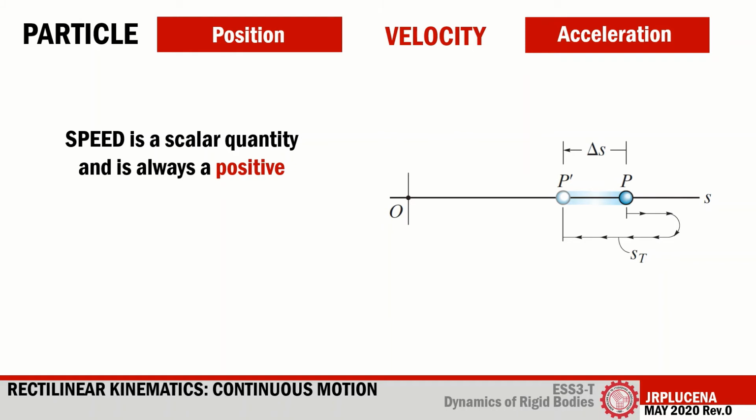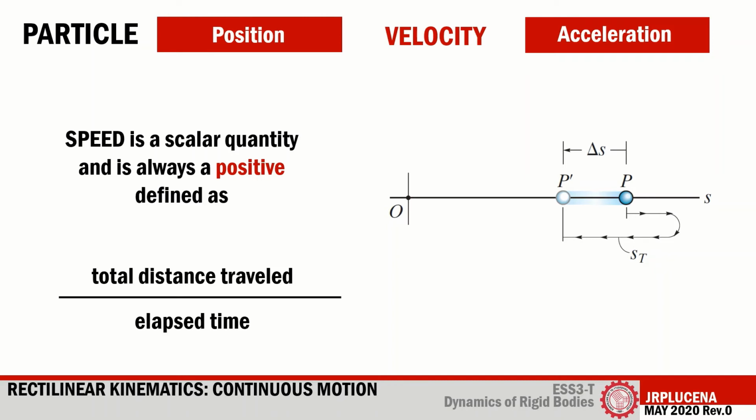Let's talk about speed. Speed is a scalar quantity and is always positive. Let us refer to the figure, where a particle P moves to the left and has a final position at P prime. But as you can see in the figure, P moves first to the right and then suddenly takes its turn going to the left. Speed now is simply the total distance traveled over the elapsed time. And the total distance traveled by the particle is not delta s, but is rather s_T, which is the path of motion.